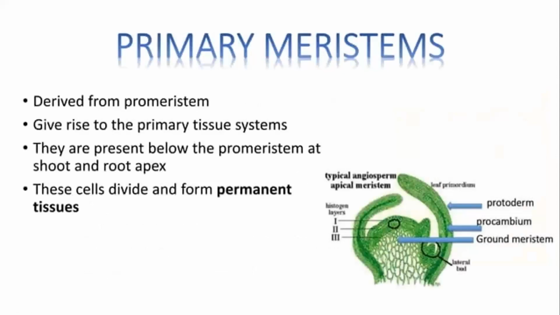Next is the primary meristem. They are derived from the promeristem and give rise to the primary tissue system. These cells divide and form the permanent tissues. From the protoderm, the formation of epidermis occurs, from the procambium, the formation of vascular tissues occurs, and from the ground meristem, the region in between the epidermis and vascular bundle, the remaining parts like cortex, endodermis, pericycle, and pith regions are formed.